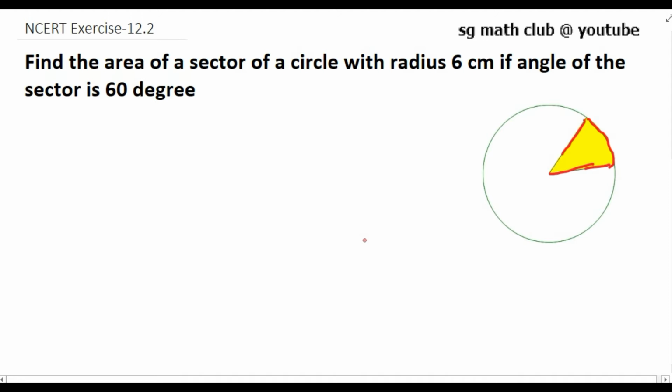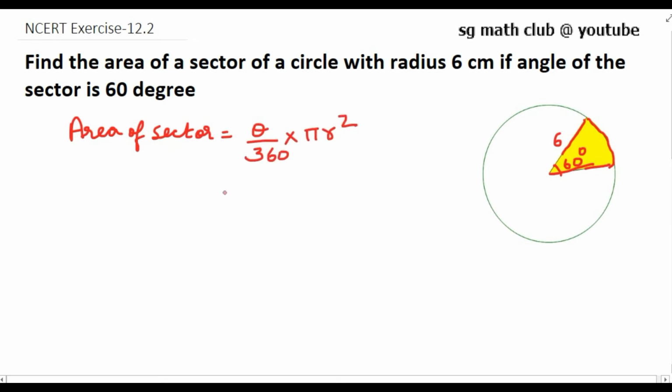We have already studied the formulas to find the area of a sector of a circle and the area of a segment of a circle. So the first question is, find the area of a sector of a circle with radius 6 cm if the angle of the sector is 60 degrees. So the angle is 60 degrees and the radius is 6 cm. We know the formula for area of sector is theta by 360 into pi r square. Theta is 60 degrees, 360, pi is 22 by 7, r square we can take as 6 square.